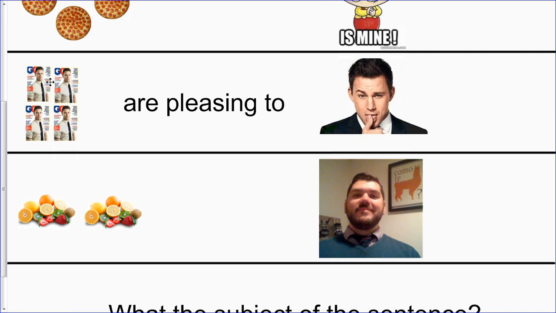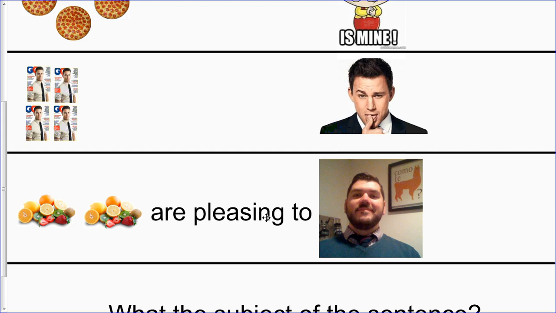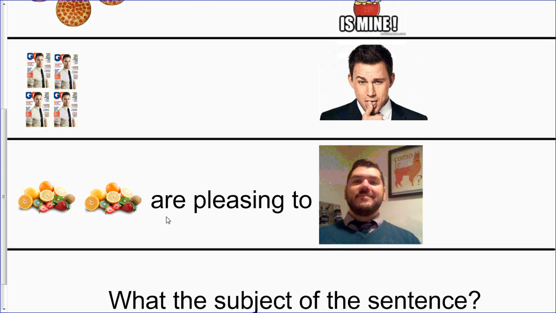Magazines are pleasing to Channing Tatum. Again, Channing Tatum is just one person, but here there are four magazines, so the four magazines are pleasing to Channing Tatum. The fruits, and obviously we don't say fruits very often, but you could. You could say the many fruits, the strawberry, the kiwi, the oranges, the lemons, the fruits are pleasing to Señor Nemo. And I haven't changed, but the fruits became plural, so now this needs to be are pleasing.